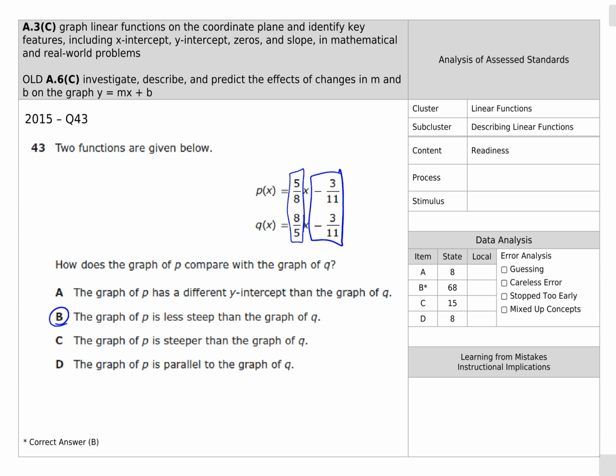The graph of P, this top one, is less steep. It only went up 5/8. This one went up 8/5.